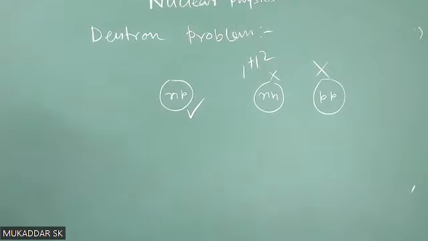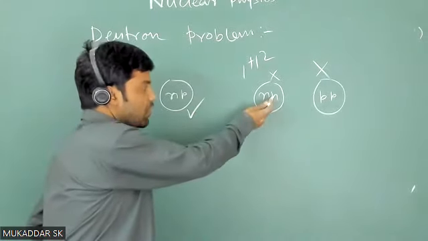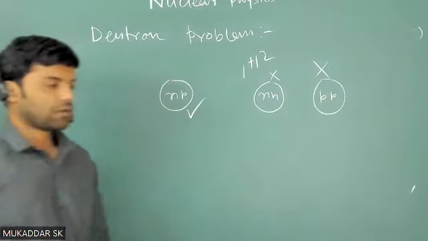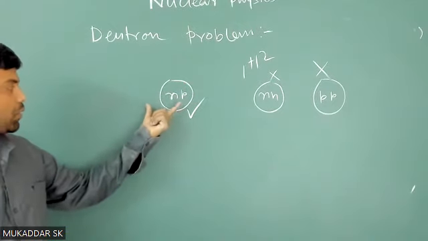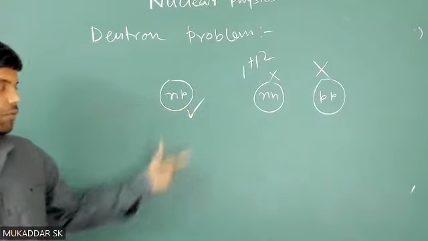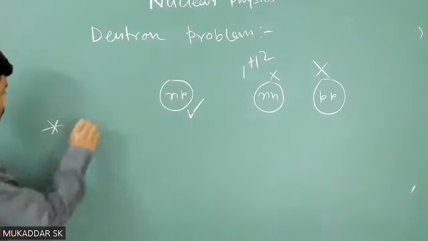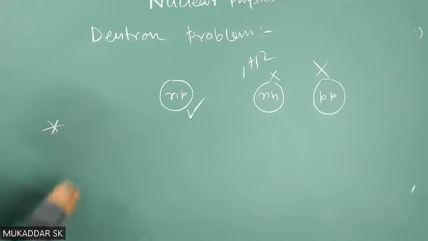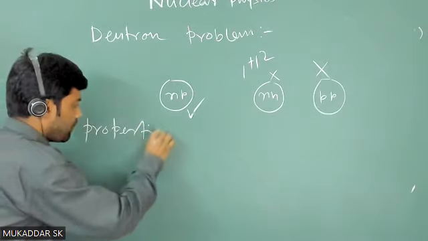Why? Because NN is not possible and PP is also not stable. So the only 2 nucleon stable nucleus is your deuteron. Now, if I talk about a few properties of deuteron, properties of deuteron.